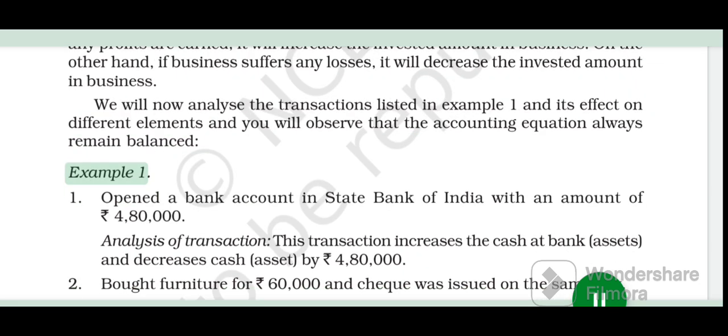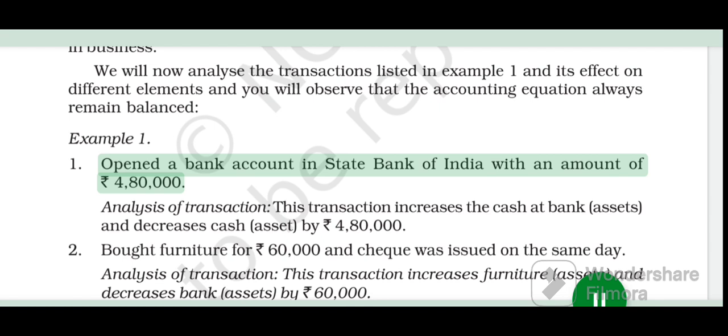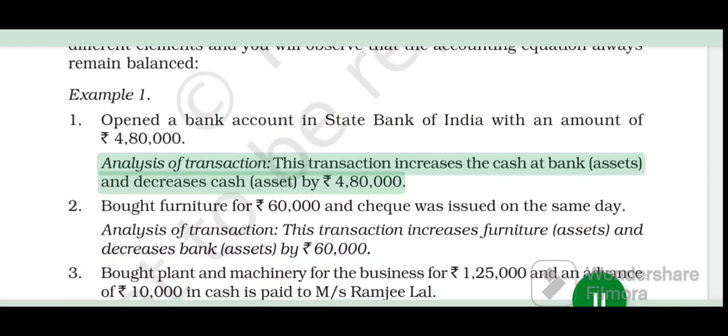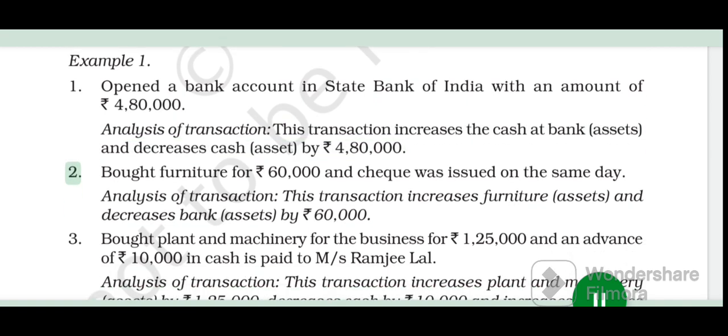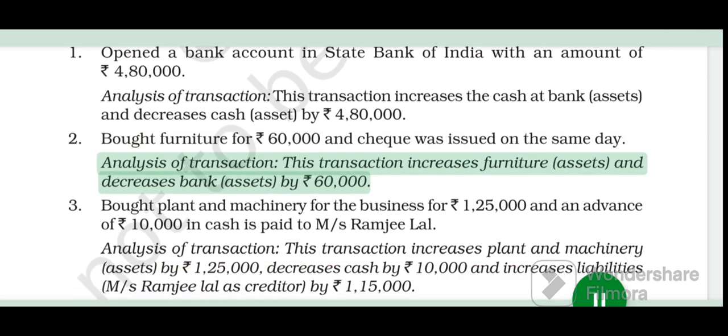Example 1. 1. Opened a bank account in State Bank of India with an amount of $480,000. Analysis of transaction: This transaction increases the cash at bank, asset, and decreases cash, asset, by $480,000. 2. Bought furniture for $60,000 and check was issued on the same day. Analysis of transaction: This transaction increases furniture, asset, and decreases bank, asset, by $60,000.